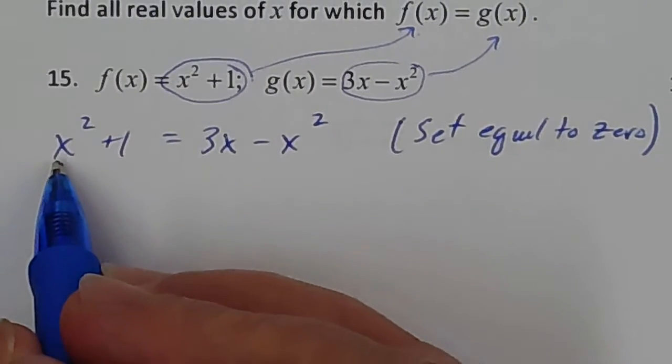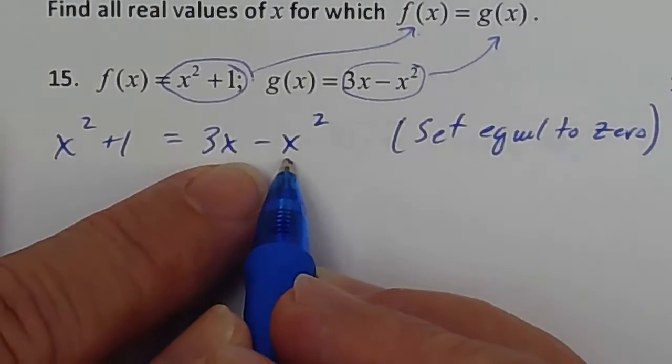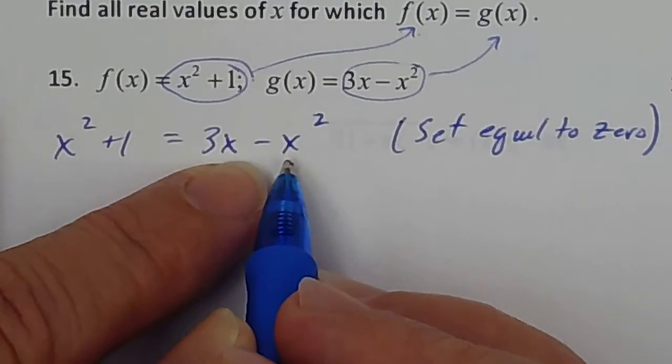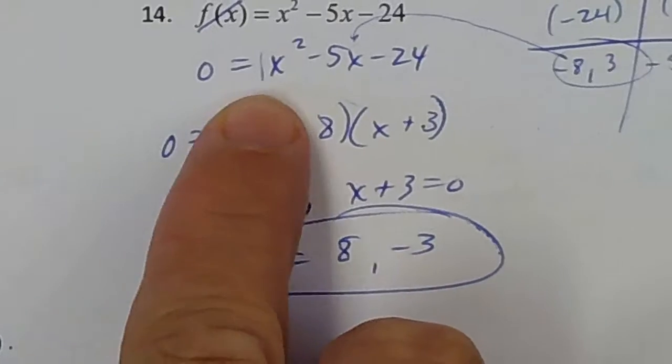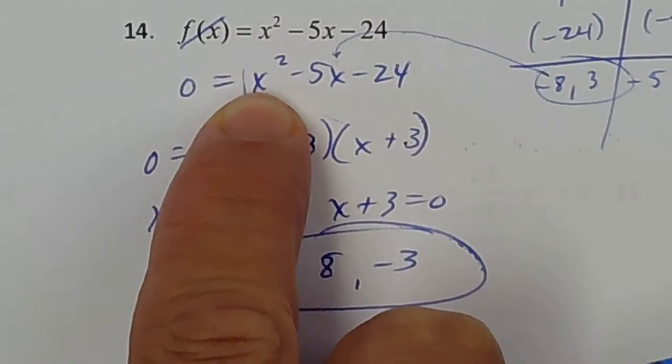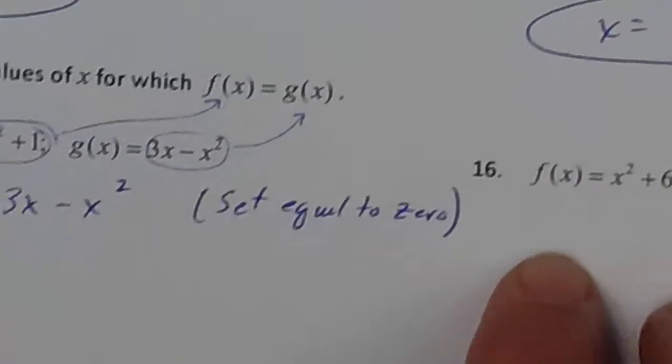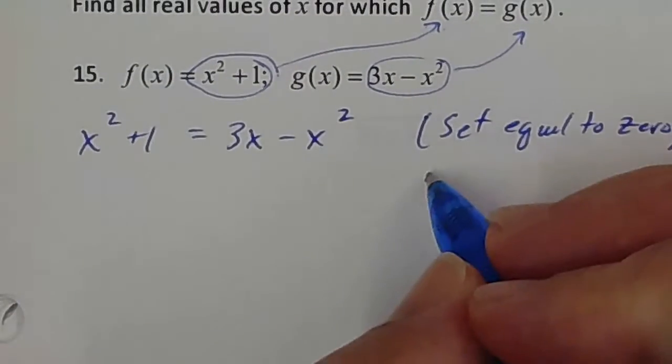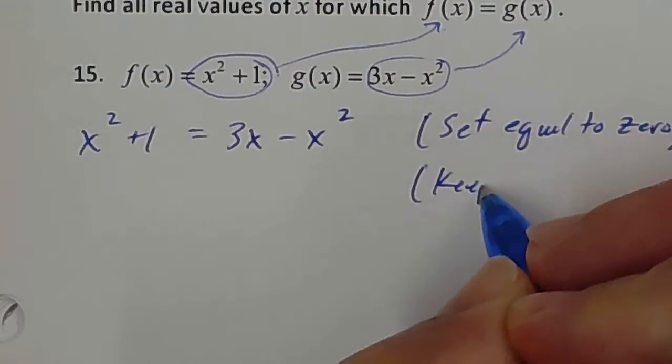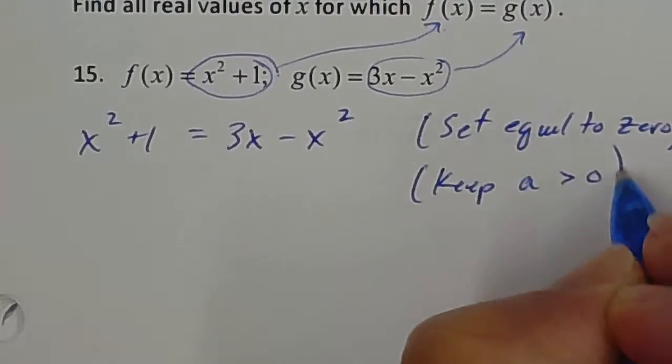Okay, now it's also good to keep a positive. What I mean by that is I could subtract x squared to the right side, but then I'd have negative 2x squared. It's hard to factor and do these steps when a is negative. So we always want to keep a positive. So I'm going to make note of that too. Keep a greater than 0.